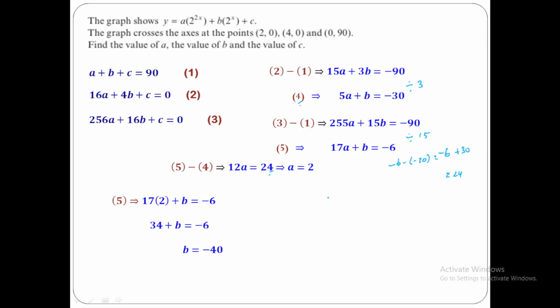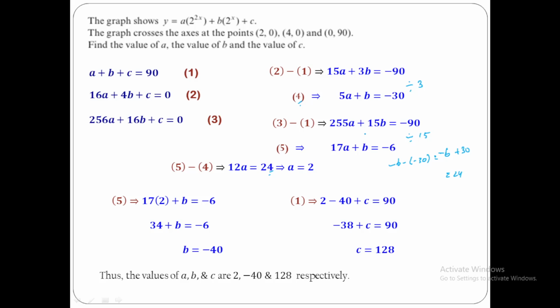Next step, substitute a as 2 in the fifth equation. 17 times 2 is 34 plus b equals minus 6. 34 goes to the other side, so minus 34. So minus 6 minus 34 is minus 40. So the b value is minus 40. Now we substitute the a value and b value in the first equation. So 2 minus 40 is minus 38. Then 90 plus 38 is 128. So the values of a, b and c are 2, minus 40 and 128 respectively.